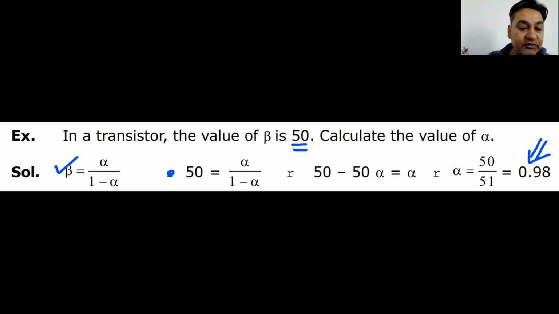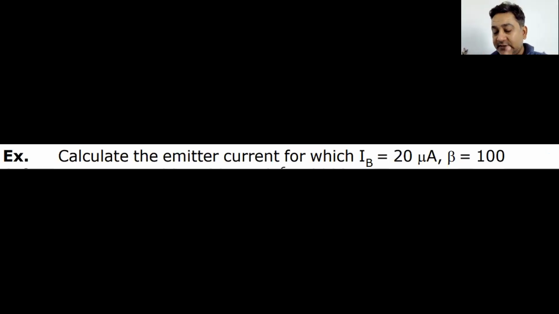Can we move on to the next question, please? Yes, sir. Again, this question is from your exercise. Calculate the emitter current. Base current is 20 microampere. Beta is 100, always greater than 1. Again, a minute to win it. Remember, they are not asking you the value of alpha or gamma. They are asking you the value of emitter current. Let's see if you can do this for me.